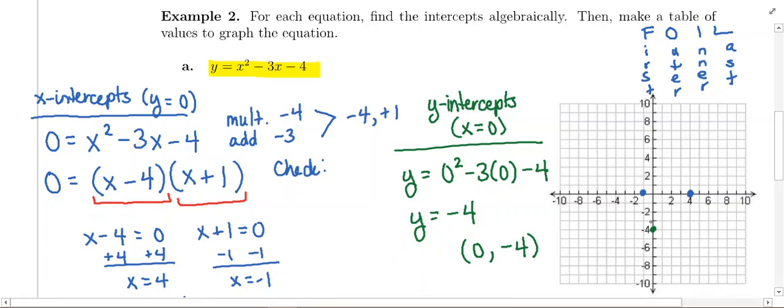We have 3 points on the graph so far, the 2 x-intercepts and the 1 y-intercept. But again, how do you connect the dots? What does a complete picture of this graph look like? So what I suggested in the directions is to make a table of values to graph the equation. Let me show you what I mean by that. So the equation itself that we're dealing with is y equals x squared minus 3x minus 4.